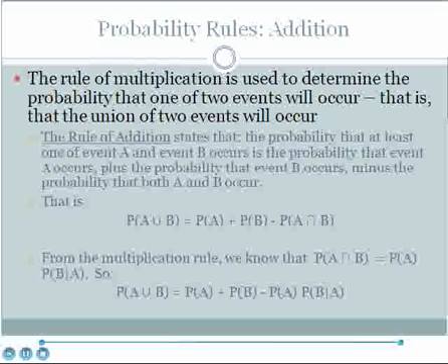Remember that the rule of multiplication is used to determine the probability that both events will occur, that is, the intersection of the two events. So we can substitute the rule of multiplication into the addition rule. Thus, the probability that at least one of events A and B occurs is equal to the probability of A plus the probability of B minus the probability of A times the probability of B given A.